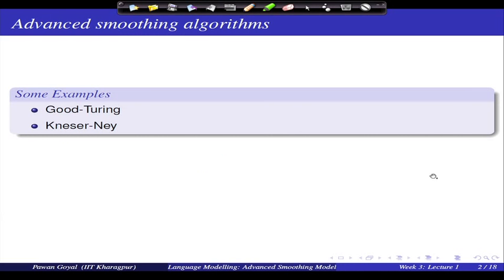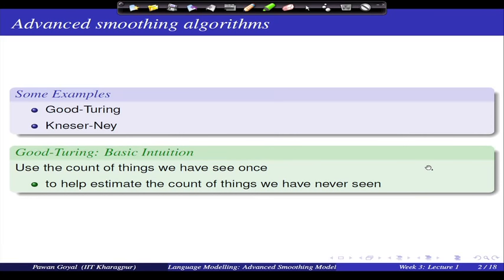We'll start with two different smoothing methods called Good-Turing smoothing and Kneser-Ney smoothing. So what is the intuition behind Good-Turing smoothing? Essentially I want to find out what should be the probability for the words that I have not seen in my training data. Good-Turing smoothing says: use the estimate of the things you have seen once in your training data to estimate the things you have not seen. Similarly, whatever you have seen twice, use that to estimate the things you will see once, and so on.